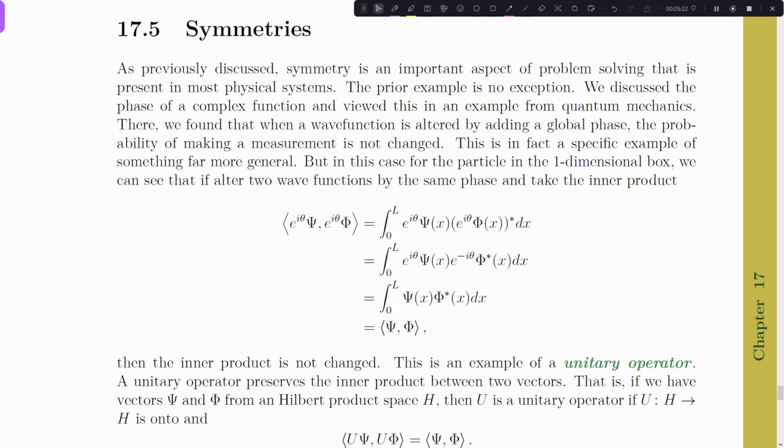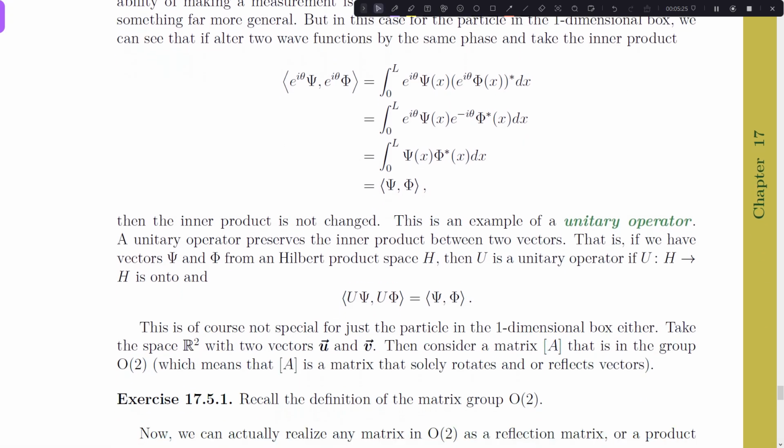And something else we can talk about when we talk about symmetries with regards to inner products is this notion of a unitary operator. We're going to get into the definition and how to play around with operators in one chapter, basically. But what you can think about with a unitary operator is this is a generalization of a unitary matrix.